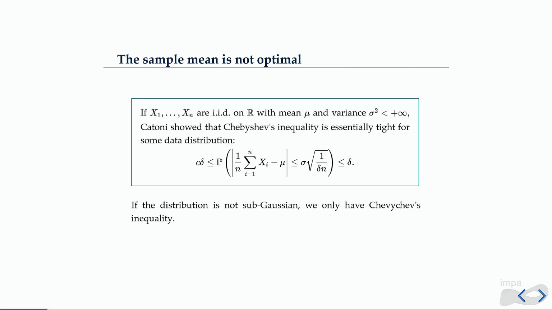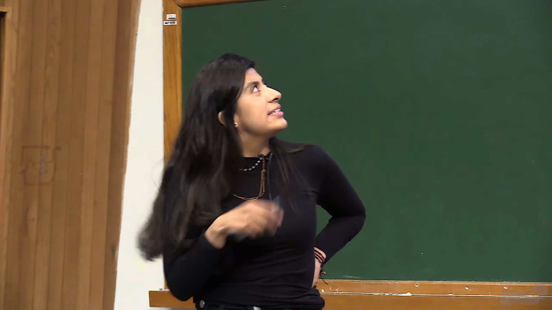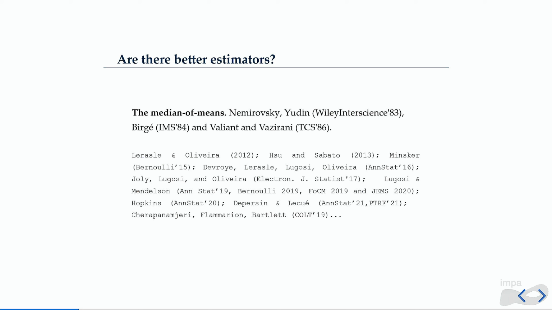If we just have a mean and a variance, then it has been proved that the median of means estimator is sub-Gaussian. What is this estimator about? You have the observations. You divide the sample into k blocks of size m, then you compute the empirical mean in each block, and then you take the median.